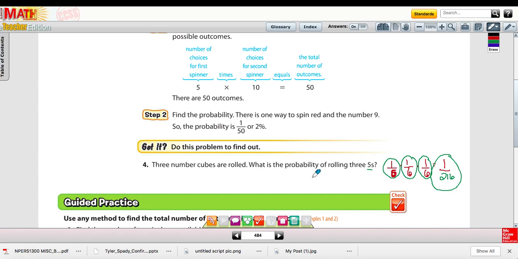Now, just to tie that into a previous lesson, that is theoretically what should happen. If we roll the dice 216 times, we should get 3 5s one time. But if we actually did that experiment, it's possible that we can roll 3 5s multiple times. It just depends on how we roll the dice.